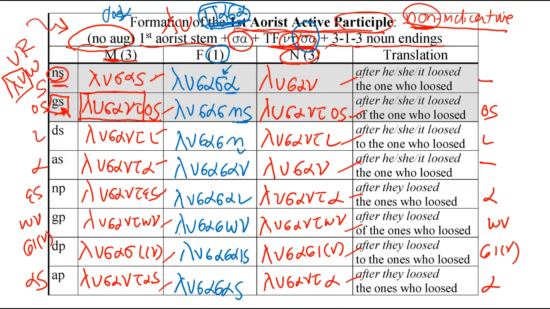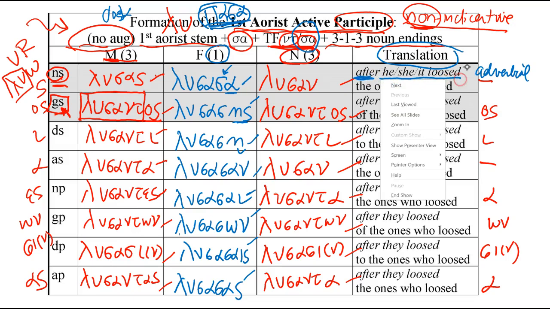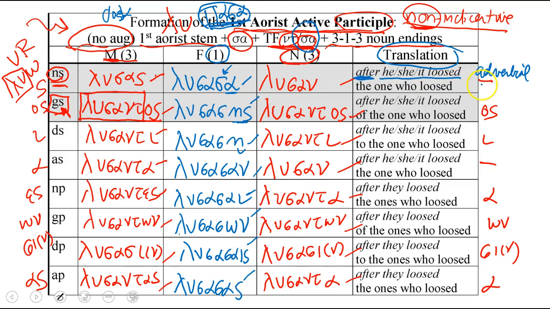Lastly, if you look at the column where it says translation, I gave two translations. One is the adverbial translation, where the conjunction after is being used with the aorist participle form, and the other one is an adjectival or a substantive translation, where you're translating the participle as if it is a noun.